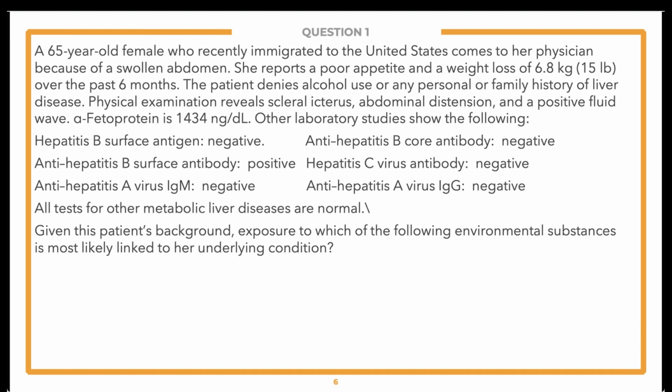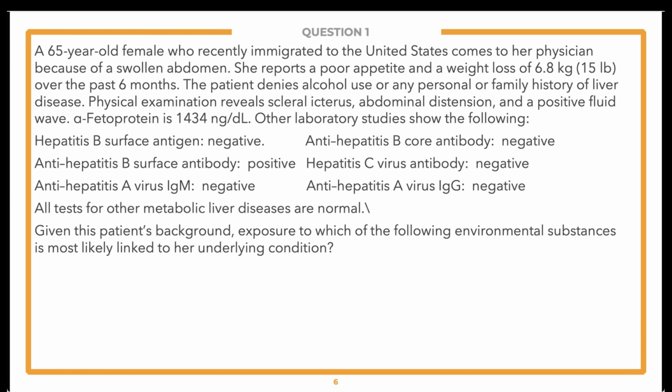You're trying to absorb a lot of material, but by reading the lead-in first, now you have a sense of what you're going to be looking for: this patient has had exposure to something, and they've got some sort of condition that's correlated with it. So we read that. Given this patient's background, exposure to which of the following environmental substances is most likely linked to her underlying condition? Now we go back to the top and read the vignette, and now we have an idea of the kind of data we might be looking for.